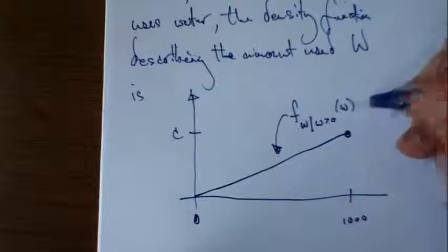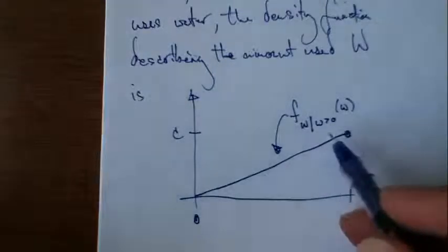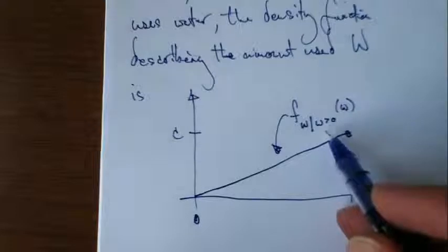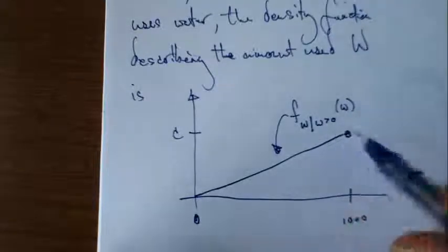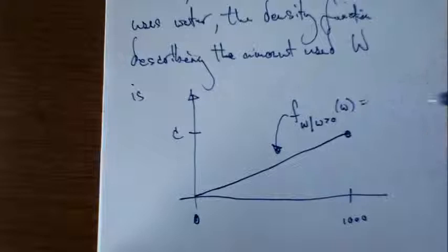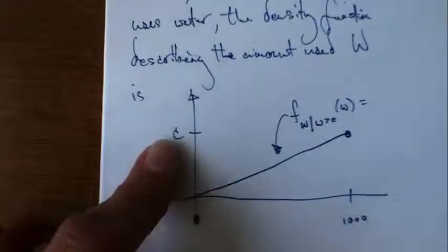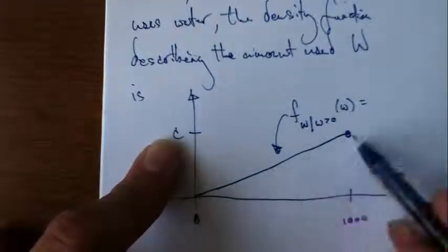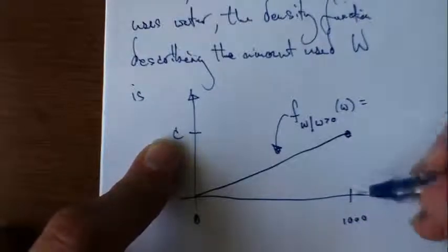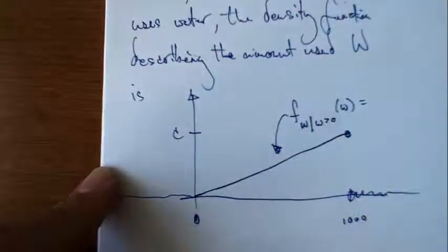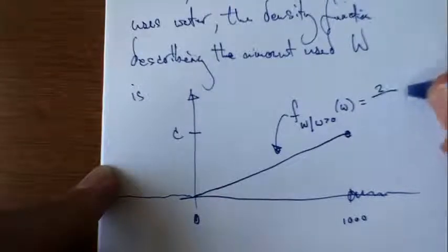So this is what we'll call a conditional density function. Just condition that we're actually using water. What does this C have to be? This is a straight line here, by the way. This density function is 0 down here, and it's 0 down there. So I guess this has to be, what, 2 over a million times W?